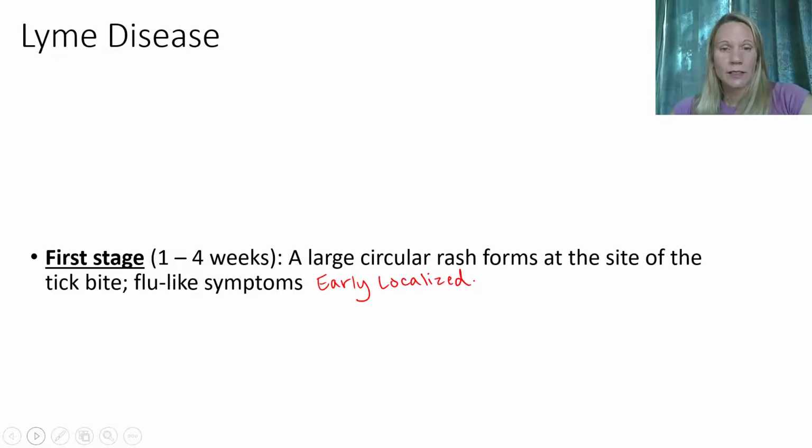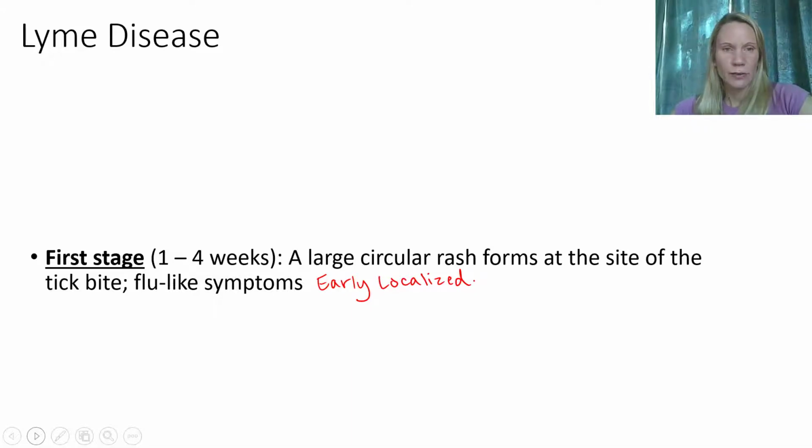And then, not always, but in about 80% of the cases, people will develop a large circular rash at the site of the tick bite. Although it doesn't have to be at the site of the tick bite, it could actually be in other spots as well. And they also have sort of flu-like symptoms, so they might have a low-grade fever and feel kind of weak.